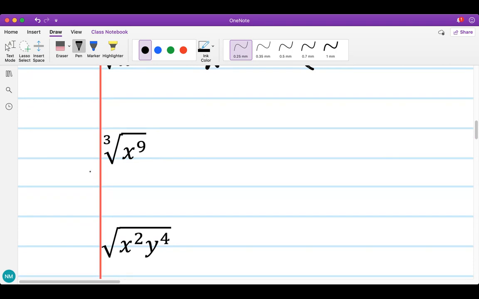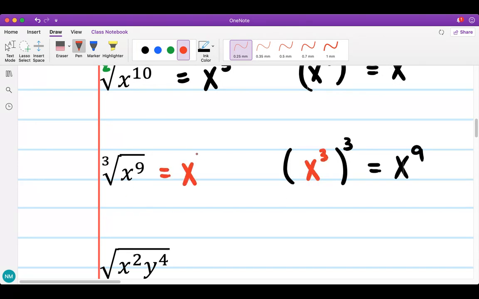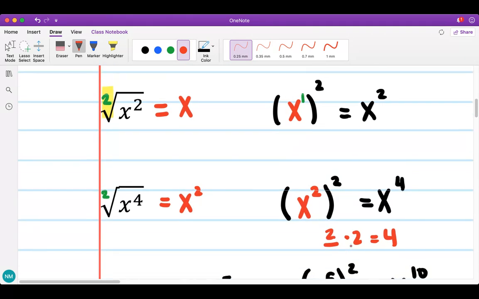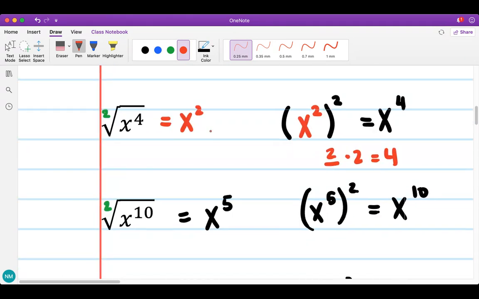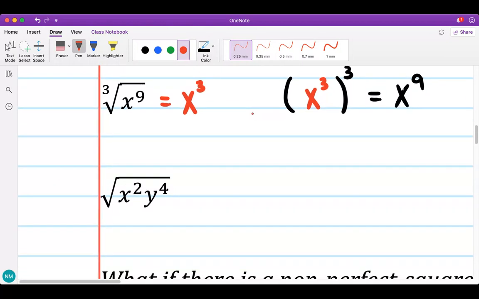What about this? We have the cube root of x to the 9th. Same rule applies. What cubed equals x to the 9th? Well, if we divide 9 by 3, it's going to be x cubed. Notice in all of these, the base has not changed. x is still x, so that does not change.